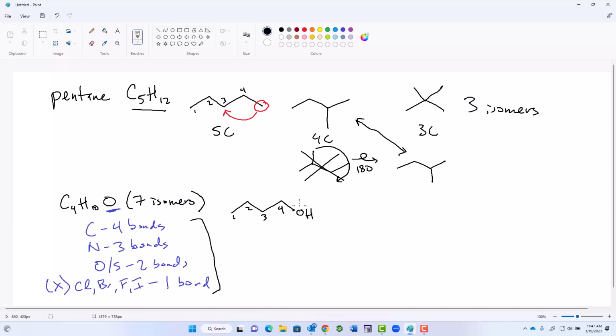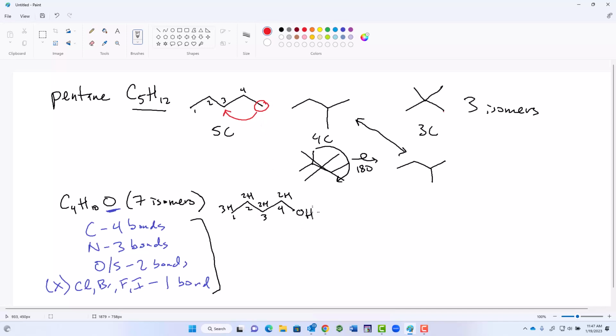Here's our O over here, and then we have 3H, 2H, 2H, 2H. That would give 3, 4, 5, 6, 7, 8, 9, and 1H makes 10. So this is a valid constitutional isomer of C4H10O.